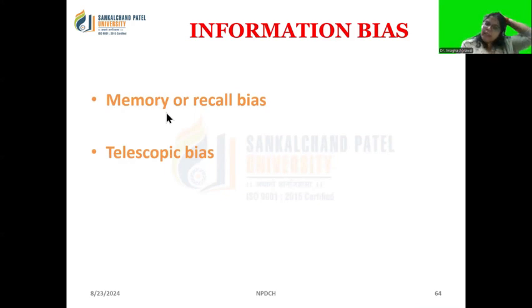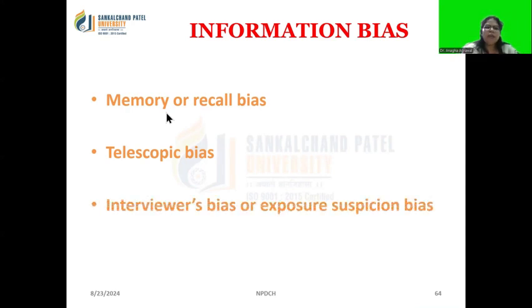The telescopic bias means that cases are more prone to have these kinds of interviews at the hospital level or at other centers, so they remember the details more clearly as compared to normal patients and controls, because they do not have the habit of keeping track of all these things. So cases will give you more detailed history as compared to controls. Even if controls have that kind of a history, they do not remember or they cannot communicate with you. So that is a telescopic bias.